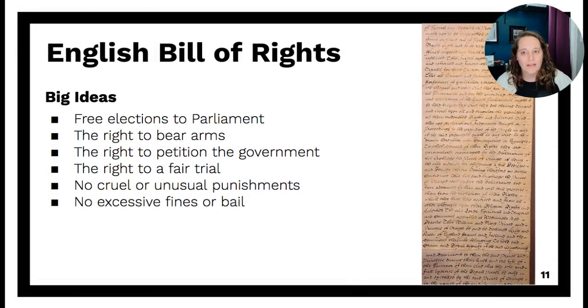Our final document is the English Bill of Rights. And the English Bill of Rights is where we actually get a lot of the ideas for our Bill of Rights, which we're going to learn about later in the class. Some big ideas: that there are free elections to Parliament, so the king can't interfere in elections in Parliament. That people have the right to bear arms, or to have weaponry in order to protect themselves. The right to petition the government, or to ask the government to make changes. The right to a fair trial, so again, due process, no cruel or unusual punishments, and no excessive fines or bail. And we're going to talk more about those later in the course.